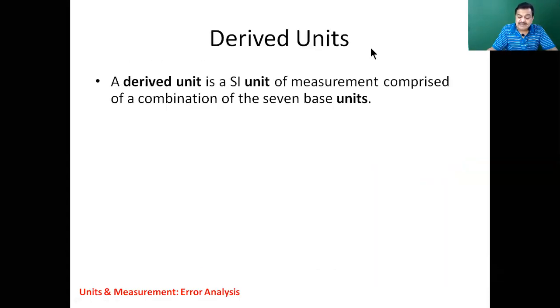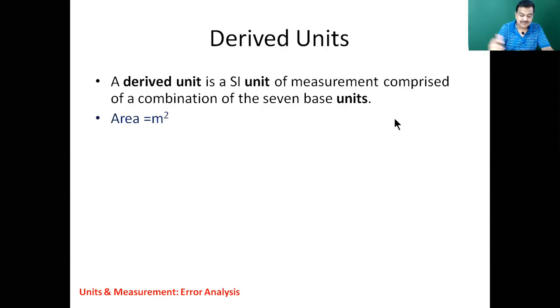Derived unit is a SI unit of measurement comprising of the combination of 7 base units. तो अभी 7 बेस यूनिट में आपको करा चुका हूँ सारी. कैंडेला हो गया, मीटर, किलोग्राम, सेकंड, ये सब आ गया बेटा. बस मैं 10 मिनट और लूंगा, बहुत लंबा हो जाता है. The derived unit is the SI unit of measurement comprising of a combination of 7 base units, just like area.